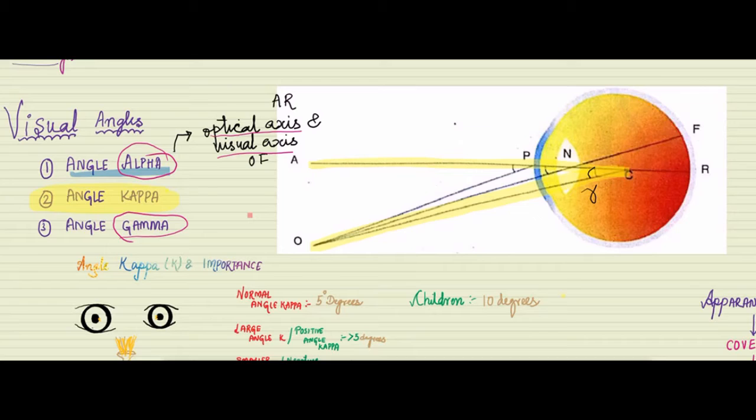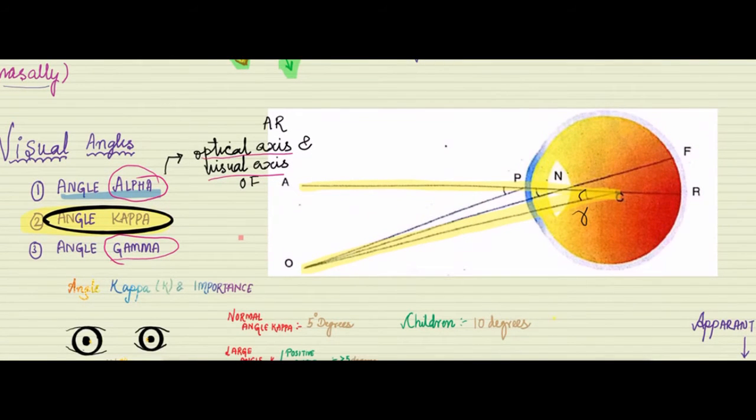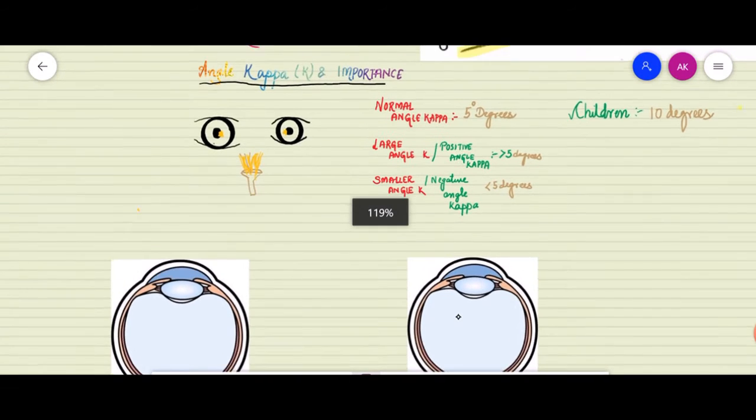So for the purpose of your MCQs and entrance, angle kappa is the most important, and remember that angle kappa is the angle which is formed between the pupillary axis and the visual axis, or you can also call it the optical axis and visual axis. But specifically if they are asking you at the level of the nodal point, then you have to consider angle alpha. Otherwise, angle kappa is the answer to the question. Now, let us talk a little about angle kappa and its importance.